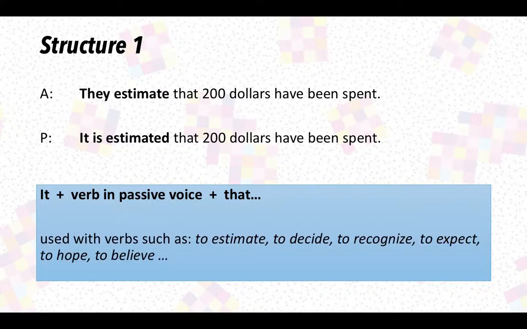You can, however, not use it for every single sentence, but only for sentences with verbs such as to estimate, to decide, to expect, to hope, to believe, etc.